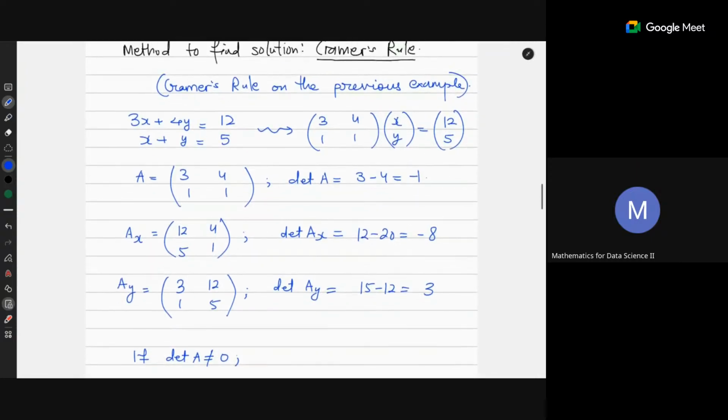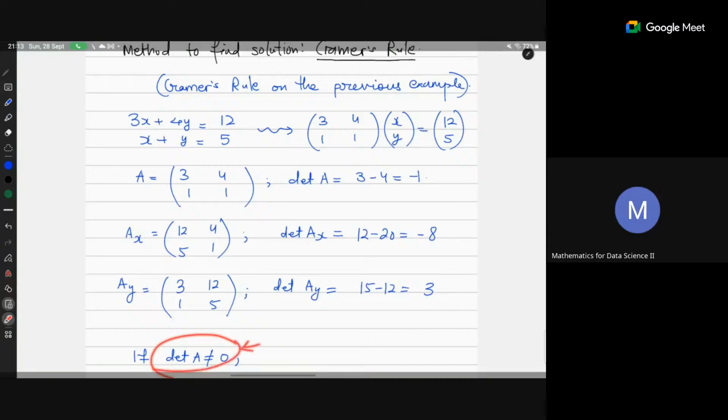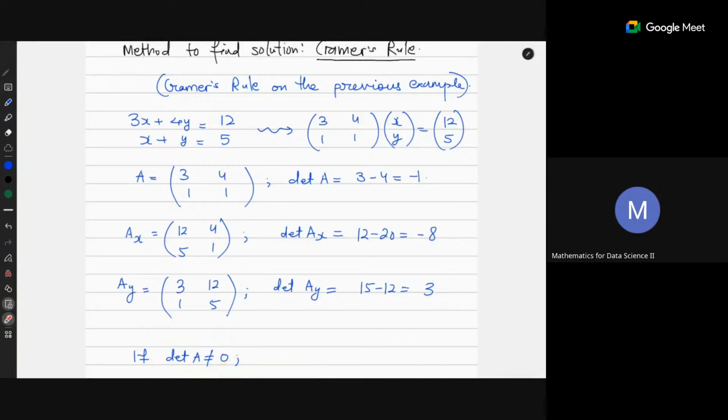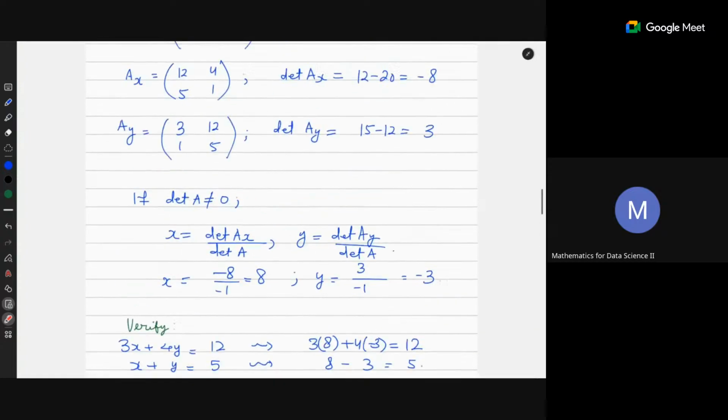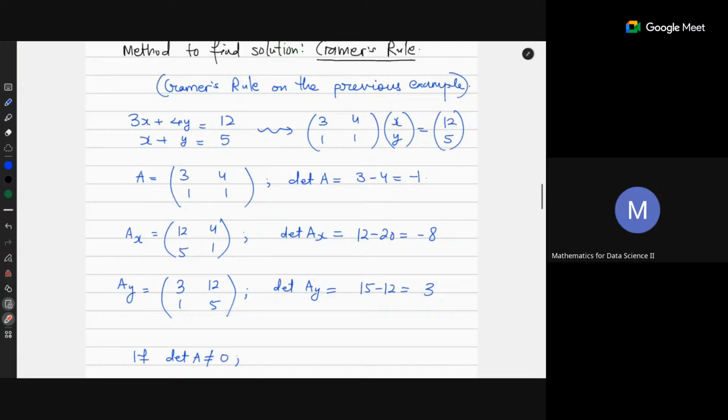But in order to apply Cramer's rule, you need to have the determinant be non-zero. If the determinant is equal to zero, then you will have infinitely many solutions, and you cannot use Cramer's rule because in Cramer's rule you divide by the determinant. You cannot divide anything by zero, that is undefined. So that is the only condition on the coefficient matrix.